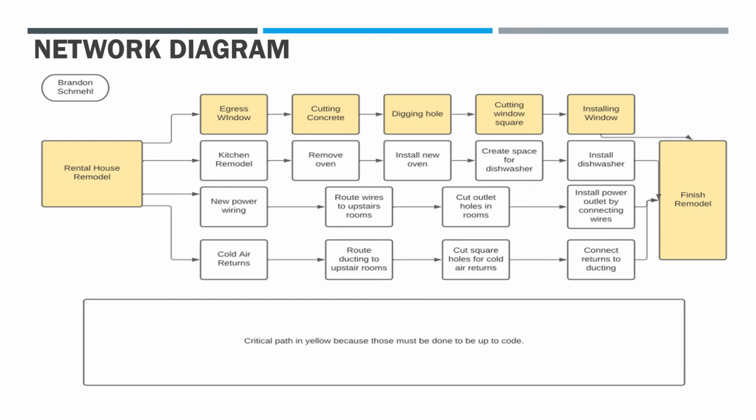Here we have a network diagram of the remodel. As you can see, it begins with the rental house remodel. You have the 4 separate main remodel sections, and then each step in those sections that will lead to the finished remodel. As you see, the critical path is what's in yellow because those must be done for the house to be up to code.